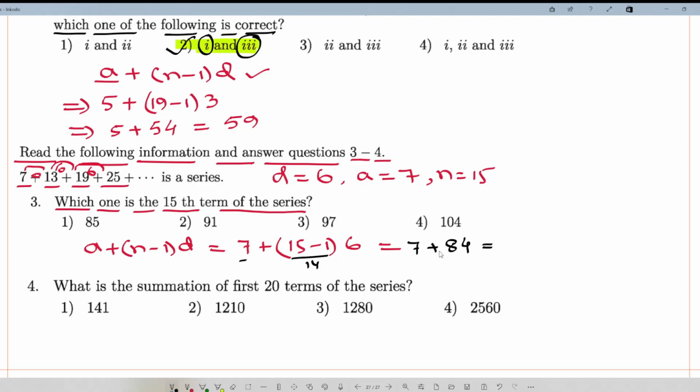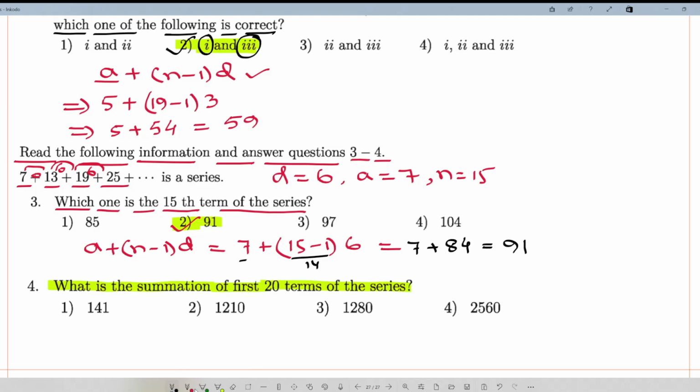84, and 84 plus 7 is 91. So our right answer is 91. Where is 91? This is 91. Okay. Next question is, what is the summation of first 20 terms of the series?